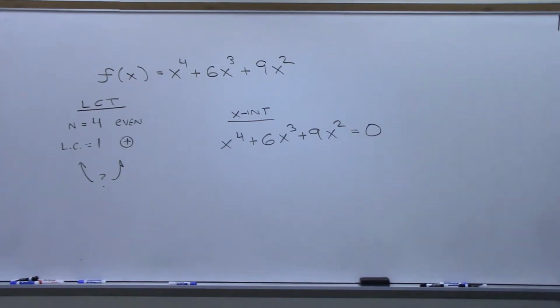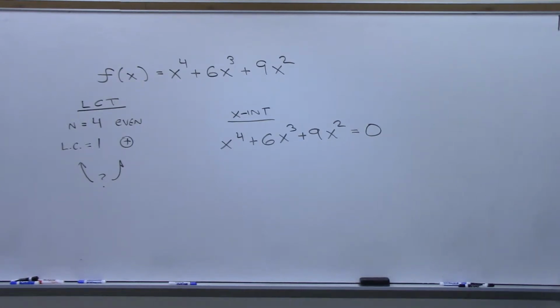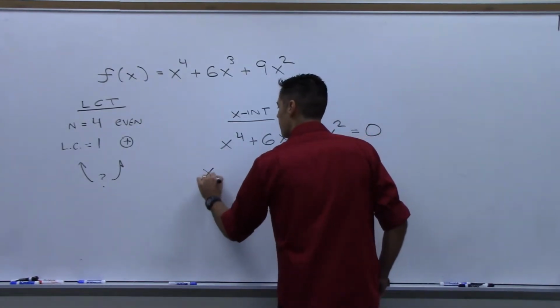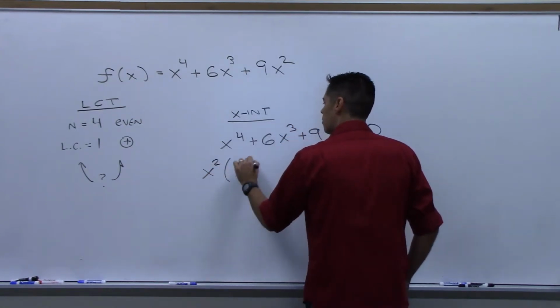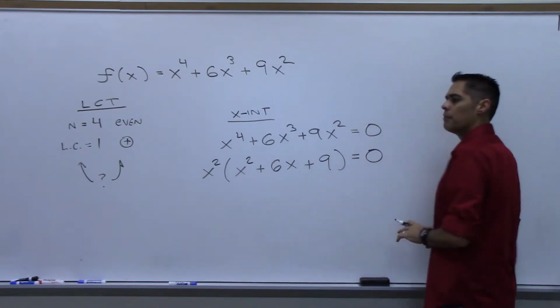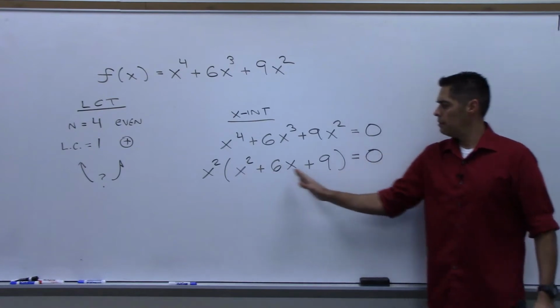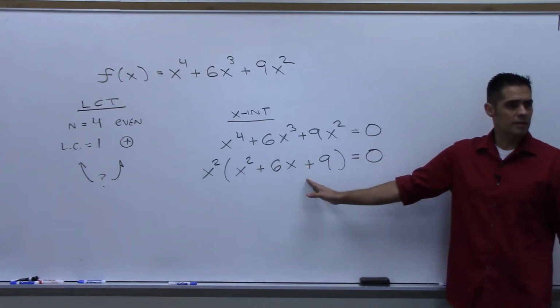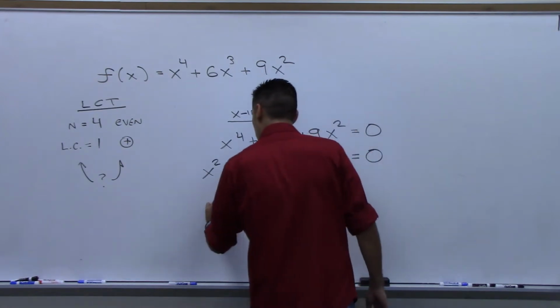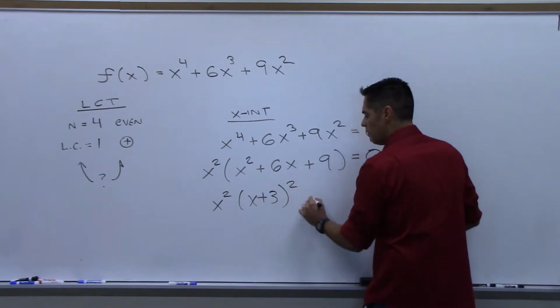So if I set this to 0, then you have to do what now? Factor, right? You can factor out a GCF, and x squared is common to all these, right? If I factor out x squared, then I'm left with x squared plus 6x plus 9, right? Can I go any further? This is x plus 3 times x plus 3, isn't it? So could I write that like x squared times x plus 3, and instead of doing x plus 3 again, just put squared? Yeah.